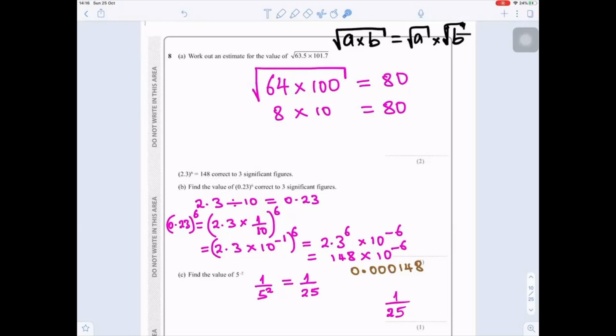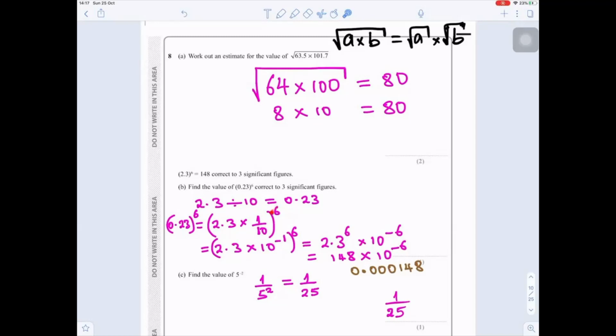Next part. 2.3 to the power 6 is equal to 148, correct to 3 significant figures. Find the value of 0.23 to the power 6, correct to 3 significant figures. Let's look at what is inside the bracket. 2.3 divided by 10 is 0.23. So what is in the bracket, we can replace it with 2.3 times 1 over 10. It's the same as 2.3 divided by 10.